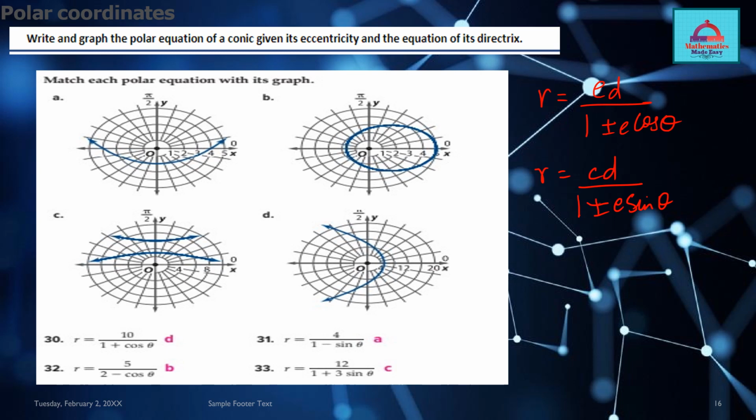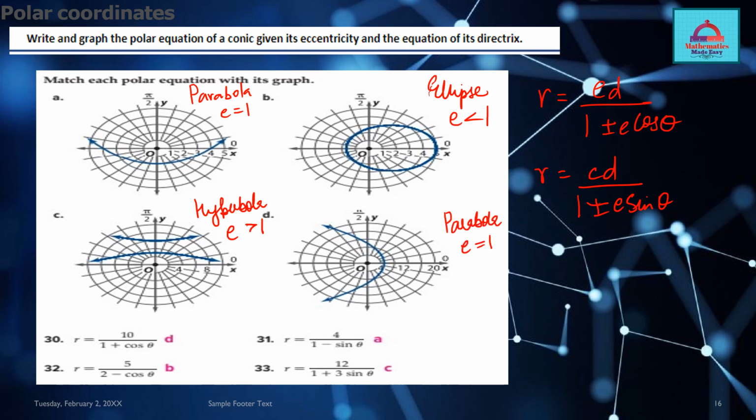So here this graph is, you can see very clearly, a parabola. So what should be its eccentricity? 1. Here it is an ellipse. So what should be its eccentricity? Less than 1. Here it is a hyperbola, so its eccentricity would be greater than 1. And finally here also it is a parabola, so its eccentricity is equal to 1.